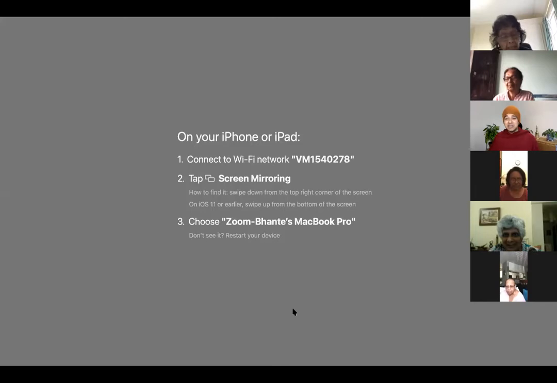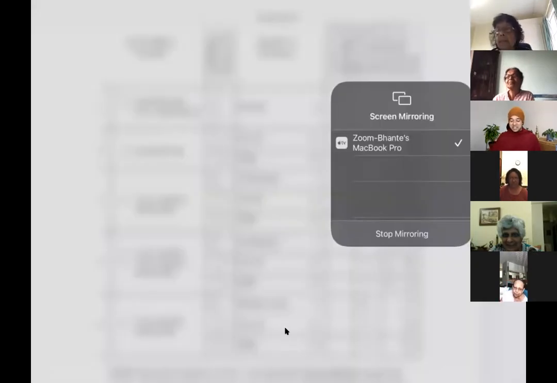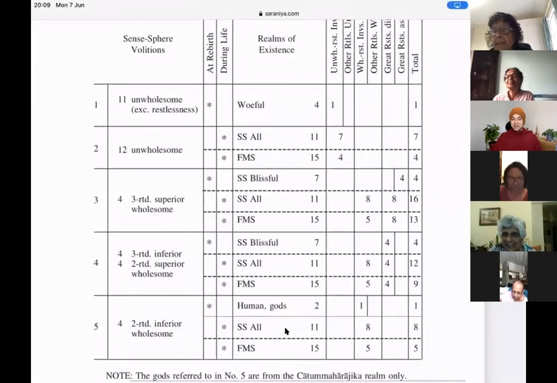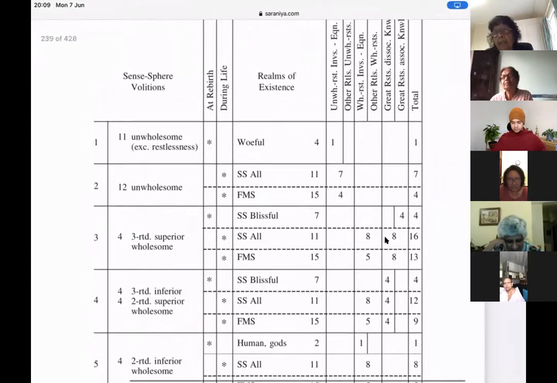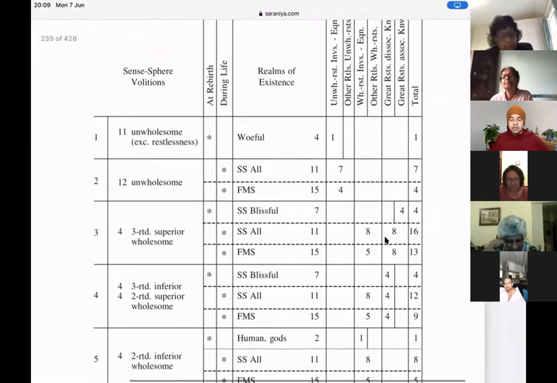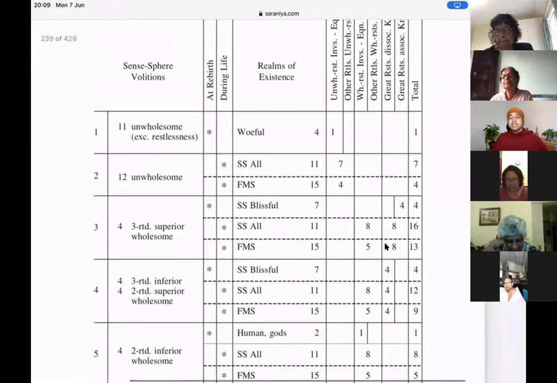Absolutely. I didn't know what you were talking about, because my numbers and everything are different. Even number 4 is the same, 5, 4, 9. Mine says only 5 and 5 for FMS. So number 4 also for fine material sphere. Okay, let's look at it. Hold on. Let's look at it. It must be different versions.